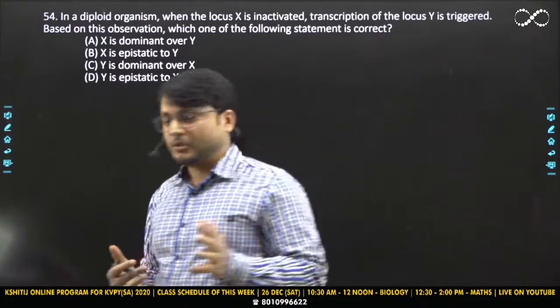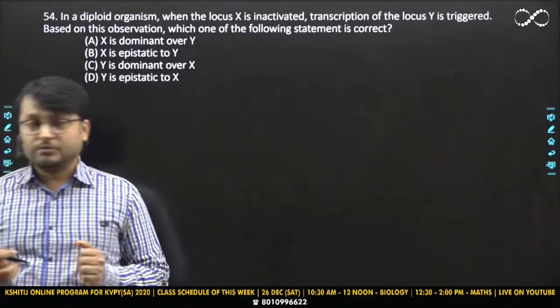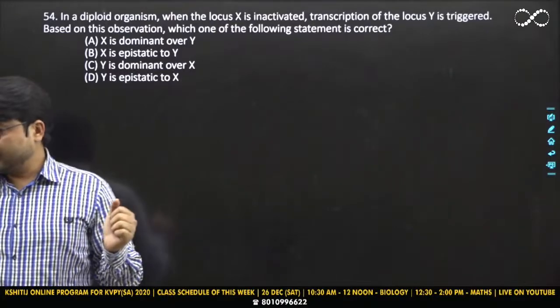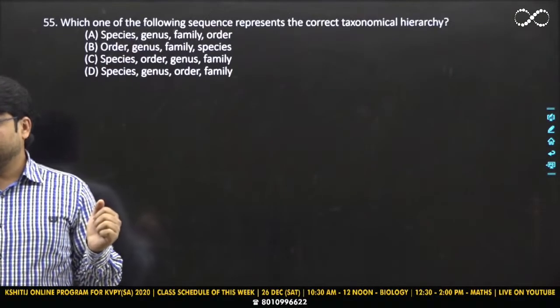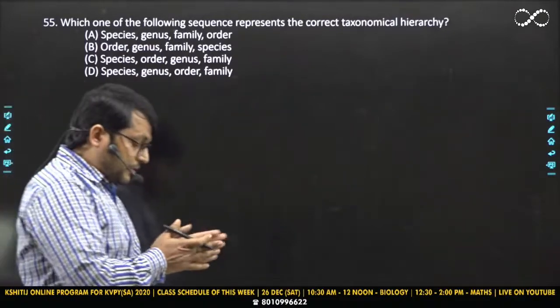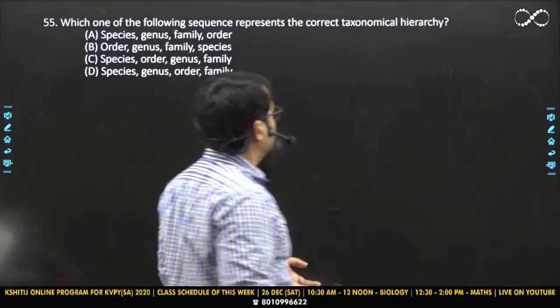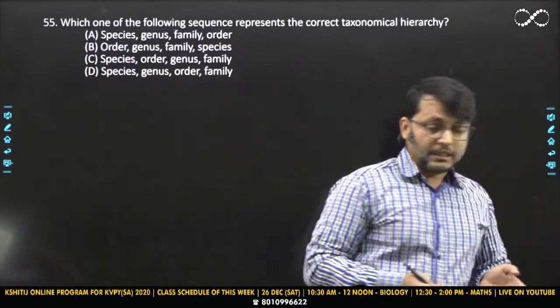So it is very much important. It's playing a significant role these days, so very important. Keep studying about them. Great. Okay, moving on to question number 55. Now this question says, which one of the following sequences represents the correct taxonomic hierarchy?